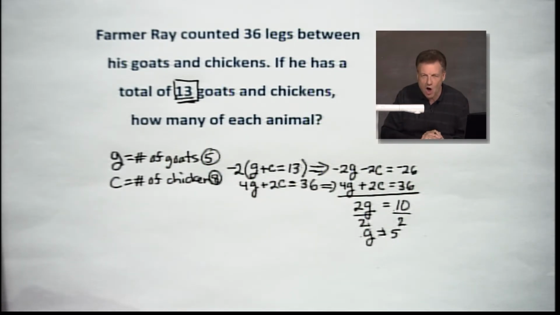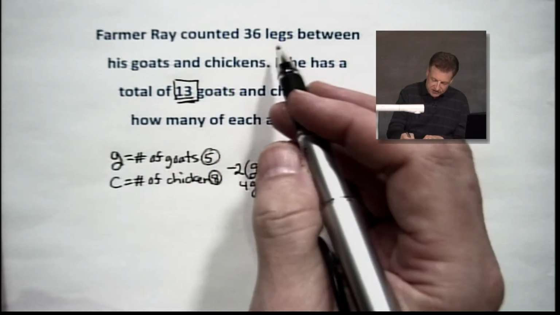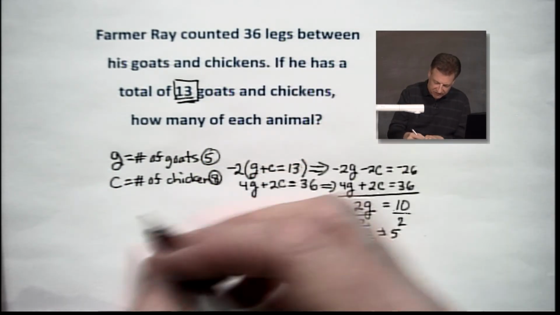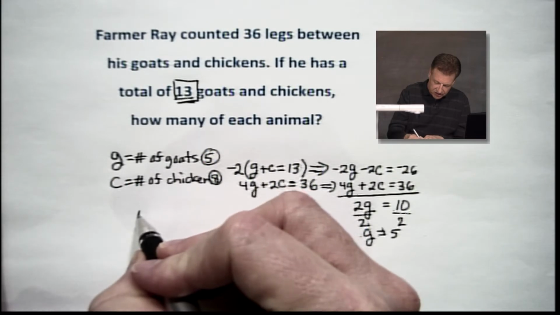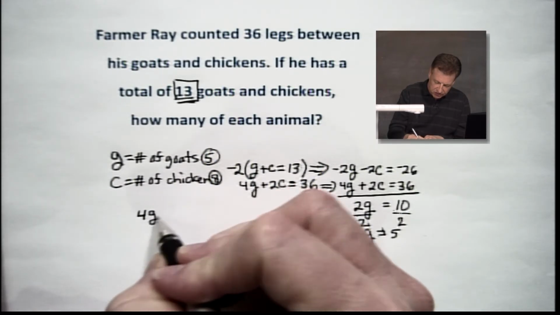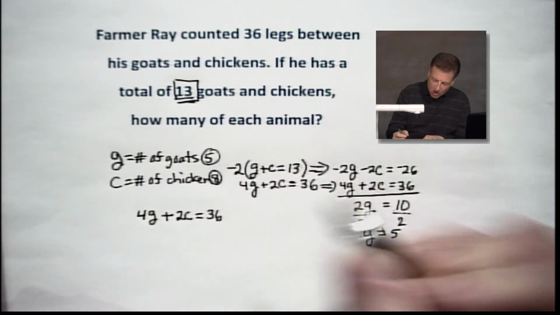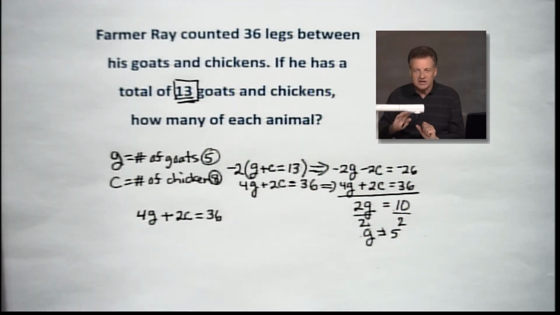How do we know? Well, let's go back and figure out the legs. So we said what? Farmer Ray has 4-legged goats, all right? He's got a bunch of them here. Actually, let's go to that equation about the legs. So we're going to say 4 times per goat plus 2 times the C equals 36. We know it works for 13. No need to go back and play with that one, all right? We know that's going to work. 5 and 8 are good.